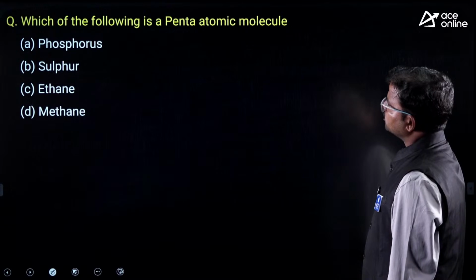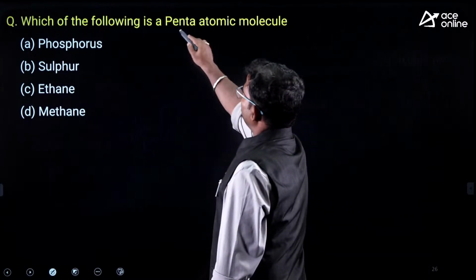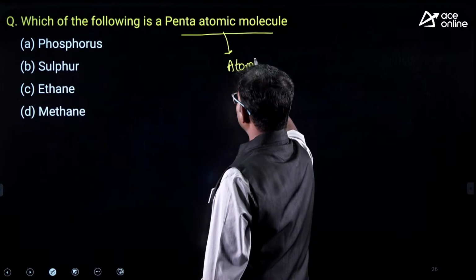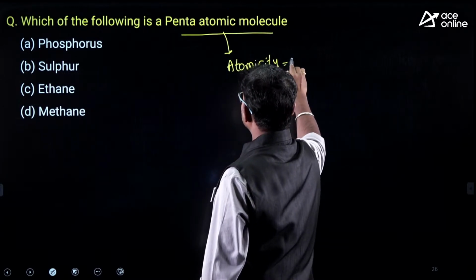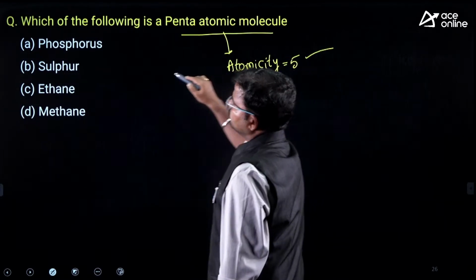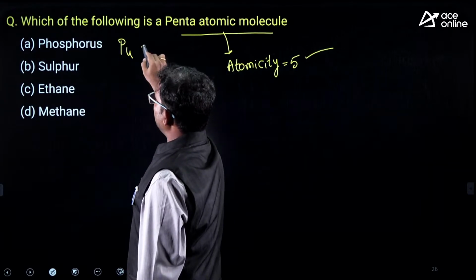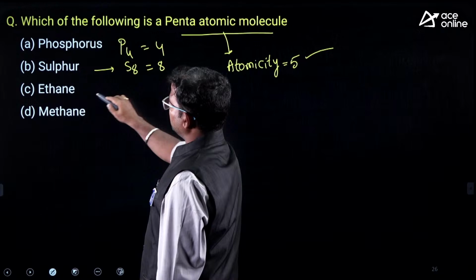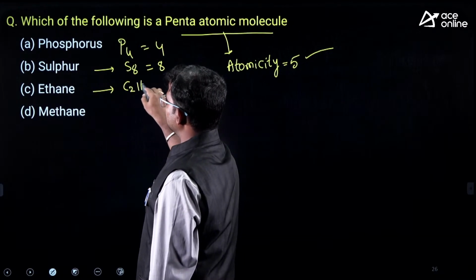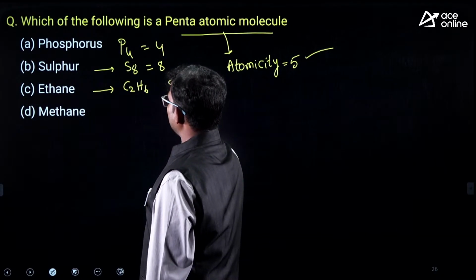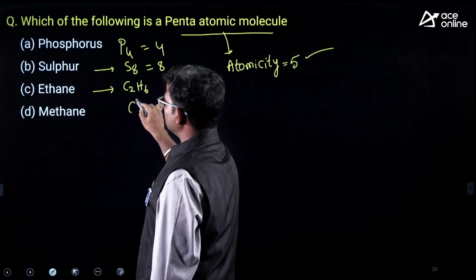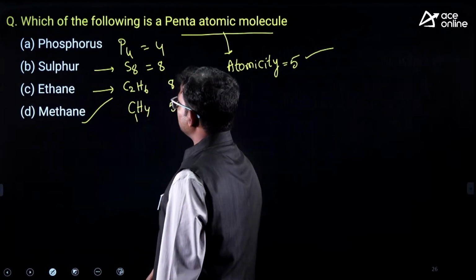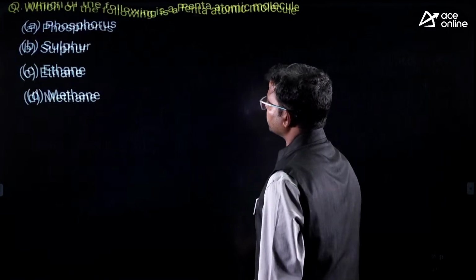Next, which of the following is a pentaatomic molecule? Pentaatomic molecule means the atomicity is 5 only. So phosphorus P4, atomicity 4. Sulfur S8, atomicity 8. Ethane C2H6, 2 plus 6, 8. Next, methane CH4, 1 plus 4, 5. So that's why methane has pentaatomicity.